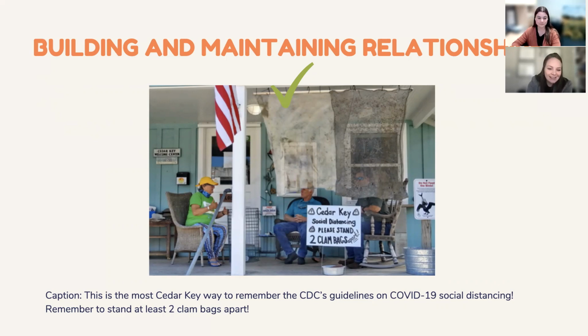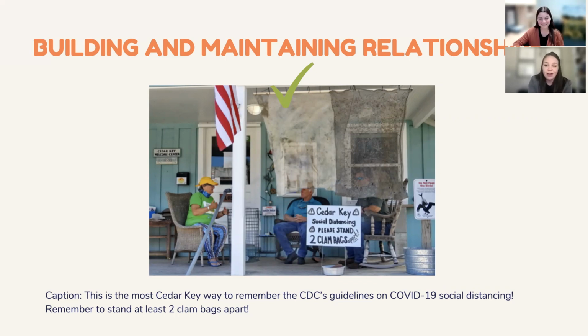So the sign says, social distancing, please stand 2 clam bags apart. So this would be a great thing to share on your social media and to caption with something that's very personal, like this is the most Cedar Key way to remember the CDC's guideline on COVID-19 social distancing. Remember to stand at least 2 clam bags apart. So just try and think about what you're trying to communicate.